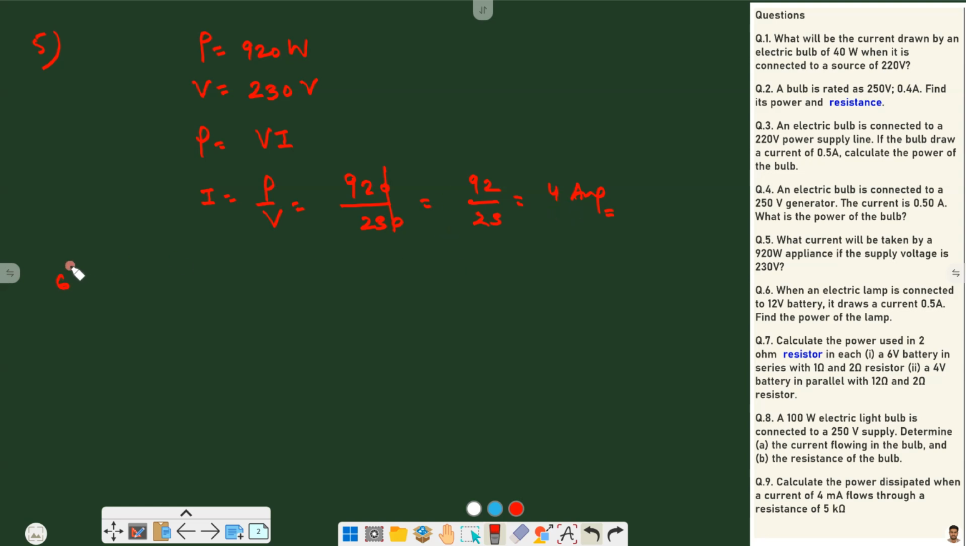Question number 6. An electric lamp is connected to a 12 volt battery. Current is 0.5 ampere. We have to find the power. So voltage is given as 12 volt and current is given as 0.5 ampere. So power is VI. So 12 into 0.5 is equal to 6 watt, which is the value of power.